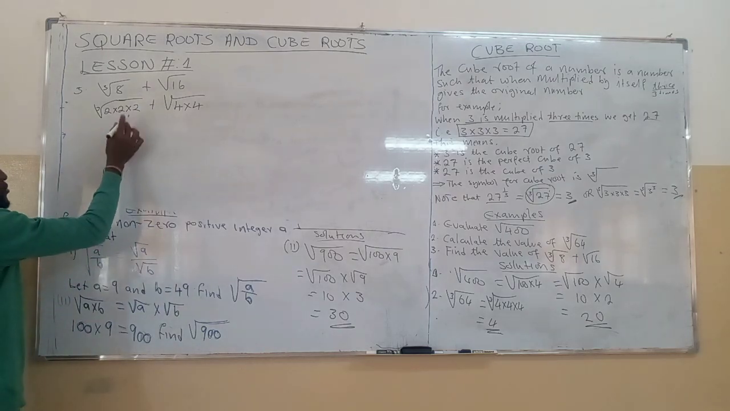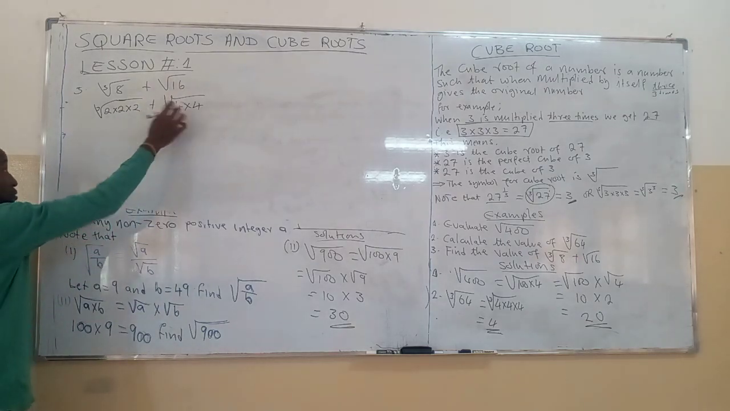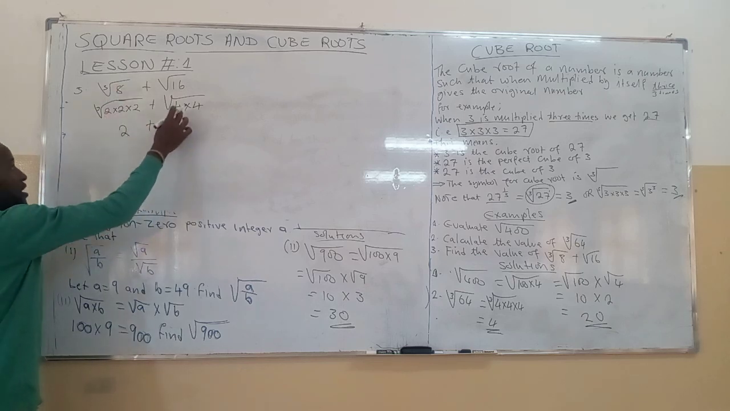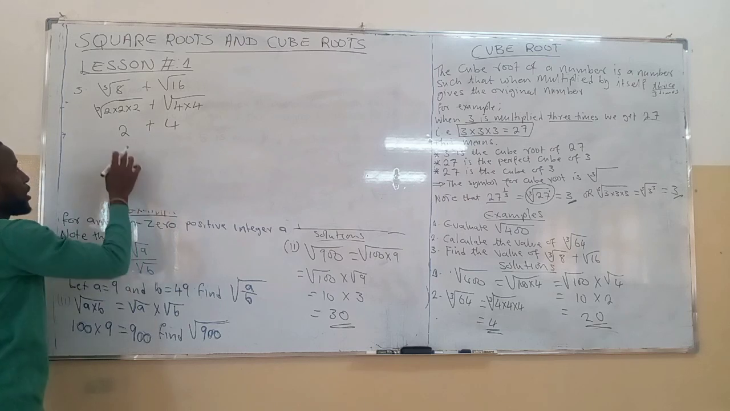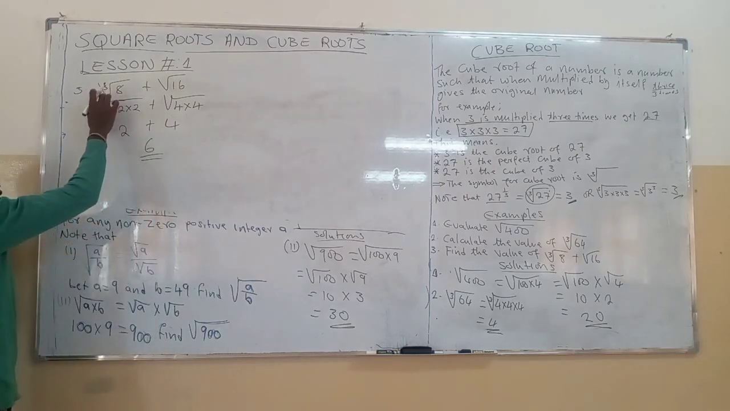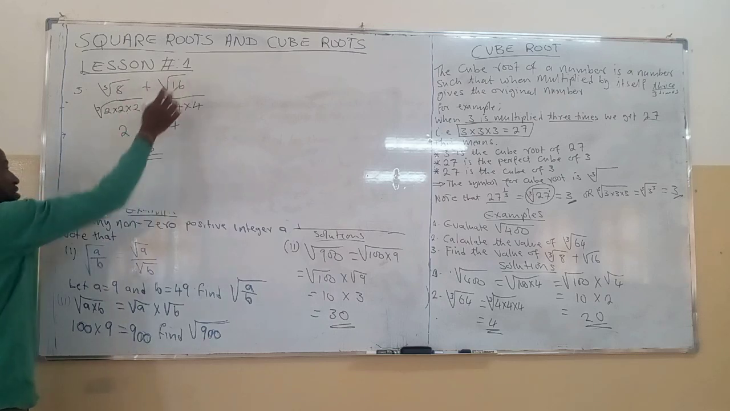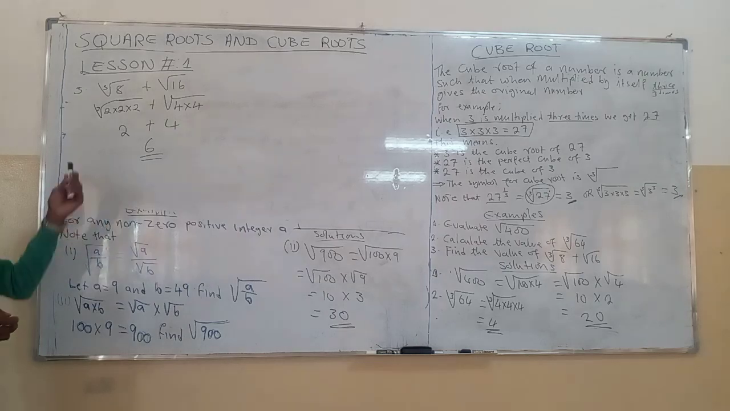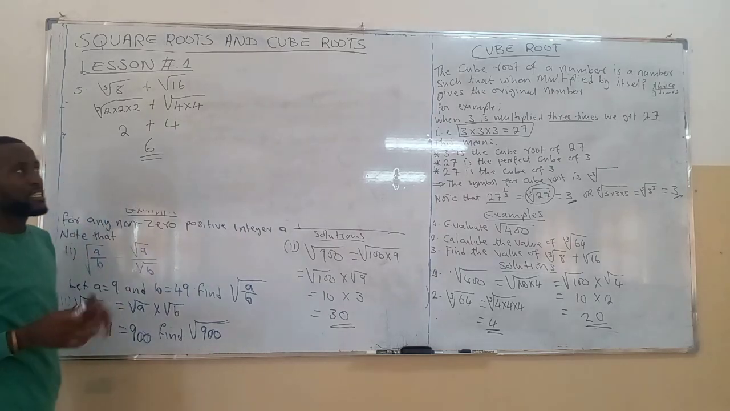Now let us simply write. We know 2 will give me 8. So 2 plus, I'll get 4 there. 2 plus 4, I have 6. So when I add the cube root of 8 plus the square root of 16, I'll get 6 as my final answer. So that is how you work out these simple questions. Cube root and square root.